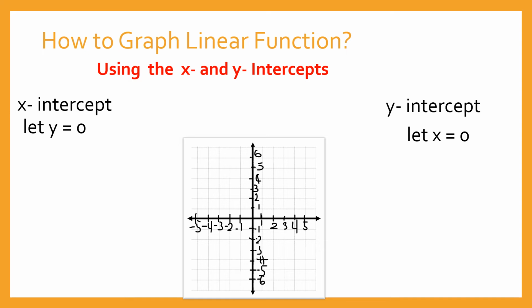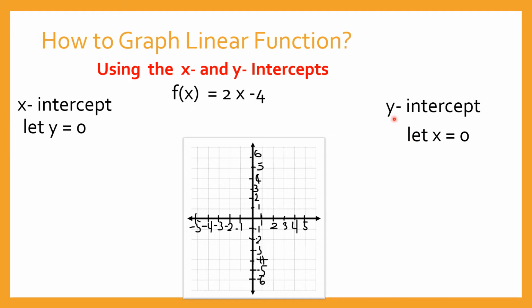What do you mean by x-intercept? X-intercept is the point where the graph crosses the x-axis, and y-intercept is the point where the graph crosses the y-axis. So when we want to solve for the x-intercept, we let y is equal to 0. And for the y-intercept, we let x is equal to 0.